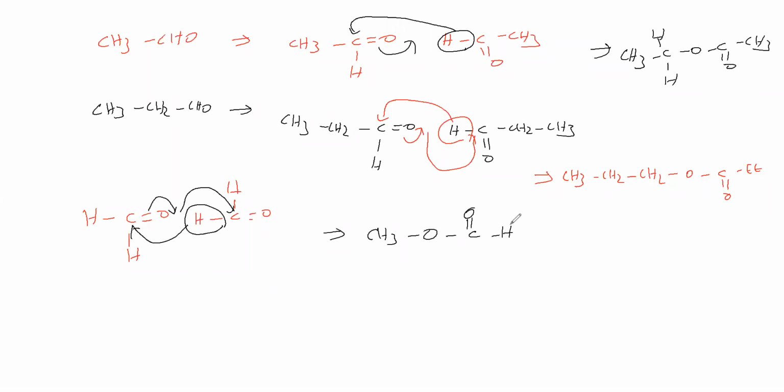Next we will see the Michael addition. In this Michael addition, we have to take an active methylene group. An example of an active methylene group is malonic ester, which we have to take.